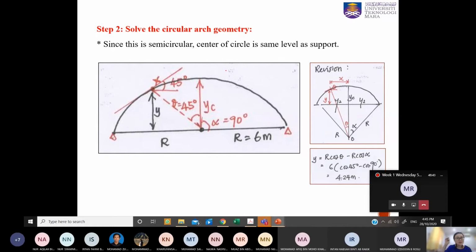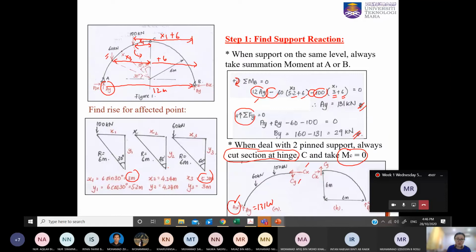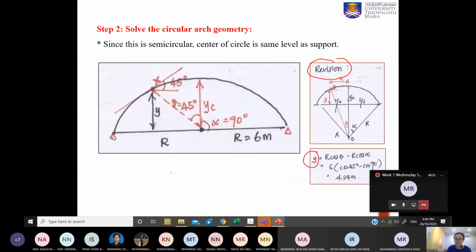Using this formula, the equations that I have shown you earlier. This is a revision, I put it just now. We have seen these slides on how to determine the y. Let's try to use this equation. Just now we have determined the y, 4.24 meter, but this is by using the triangle. If you are comfortable with this, you can proceed with this. But as I promised just now, I want to show you how to use the equations. So let's have a look.